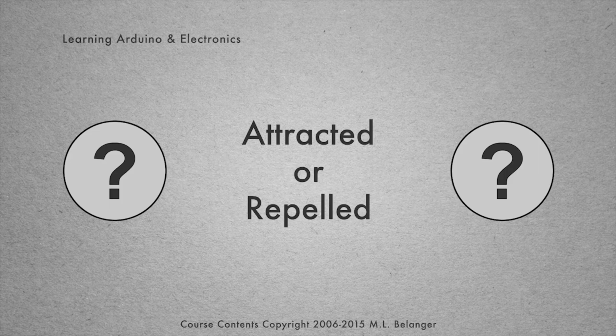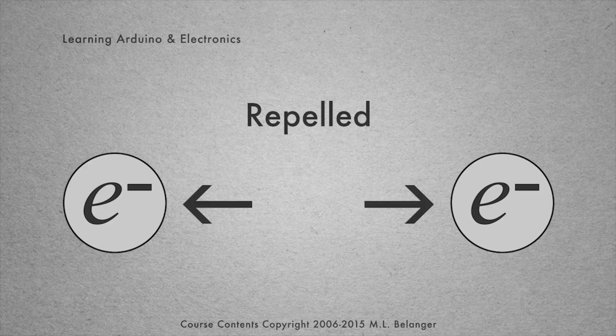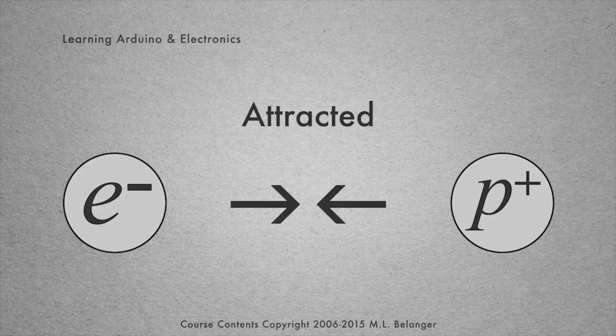Now, the curious thing about electrically charged particles is that they do one of 2 things when they meet another charged particle. In the absence of any other forces, they are either attracted to one another or repelled apart. The rule for this is very simple. Unlike charges attract, like charges repel. So 2 electrons will normally move far away from each other, and an electron and a proton will normally try to get as close together as possible.